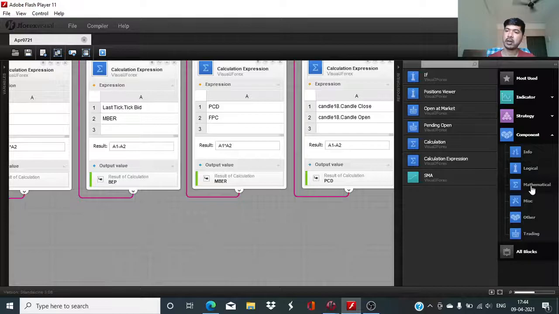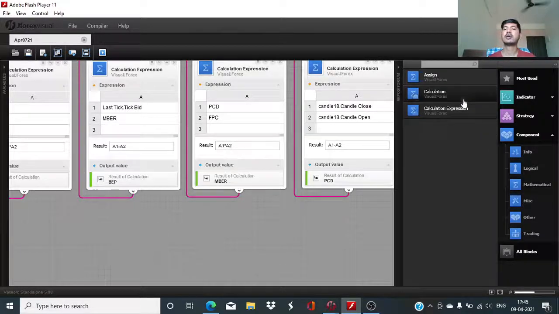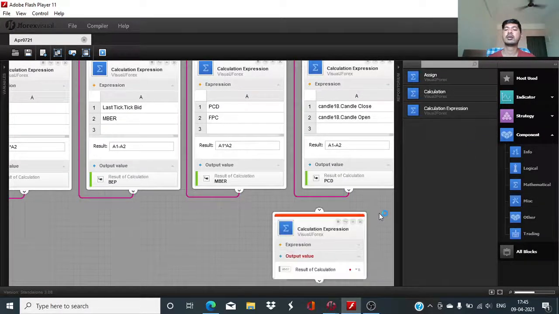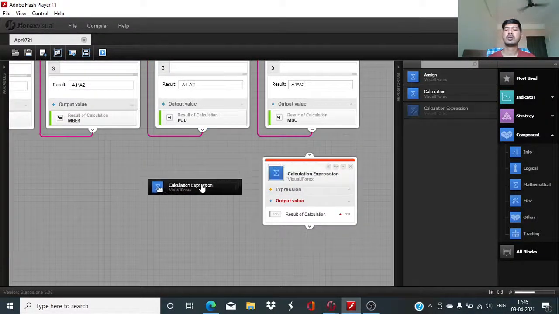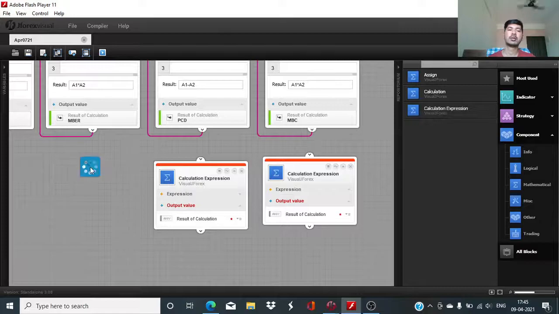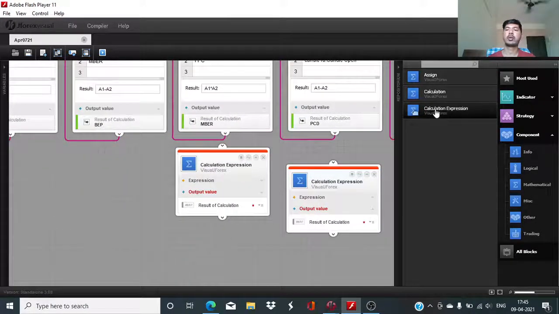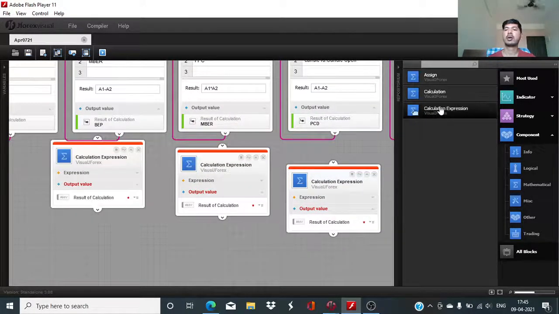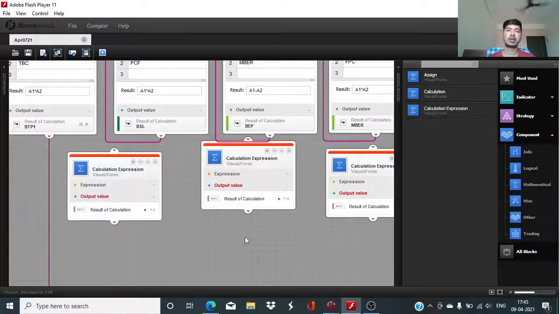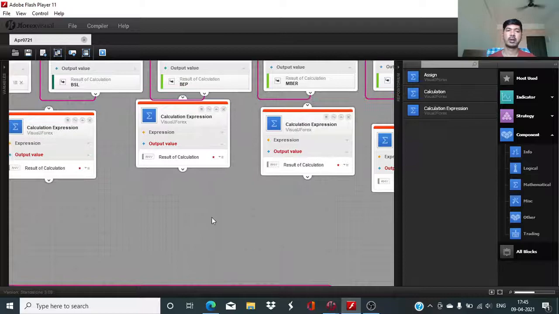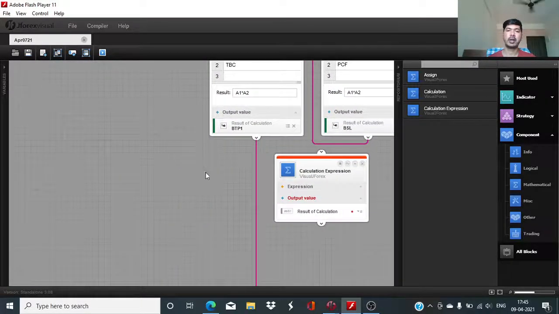Info, logical, mathematical. Here it is. We will need a couple of these. I think 5 at the minimum. Now let us get started. Here we will disconnect this.